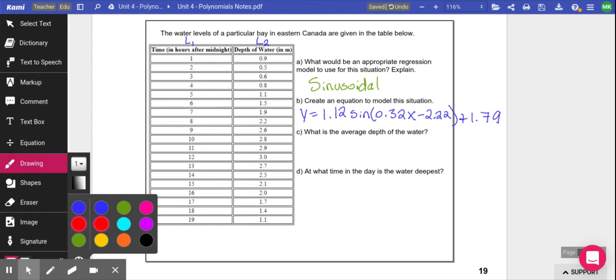What is the average? Anytime you read average, that's your D value. So in this case, it's 1.79. That's the average depth of the water, my D value.